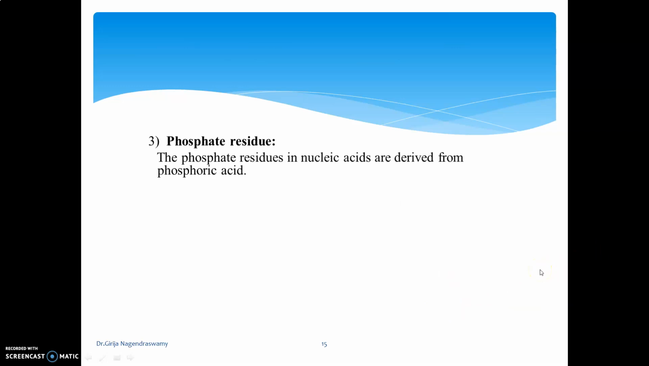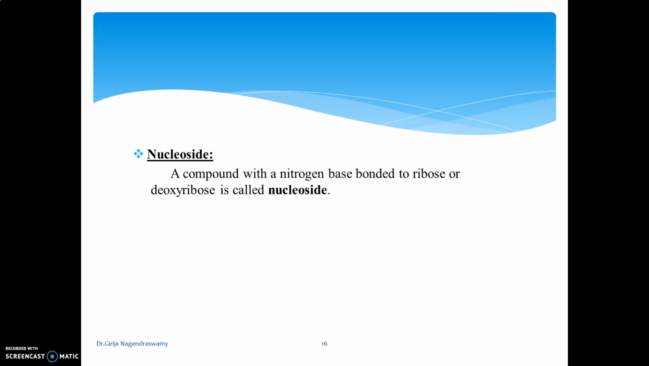Third one is phosphate residue. The phosphate residues in nucleic acids are derived from phosphoric acid. Nucleoside, a compound with a nitrogen base bonded to ribose or deoxyribose, is called nucleoside. Nucleoside is nothing but nitrogen base and sugar.